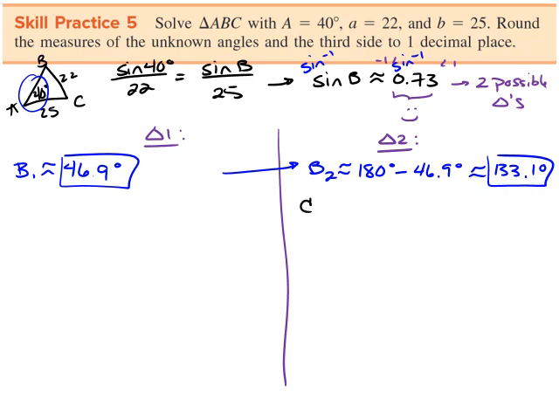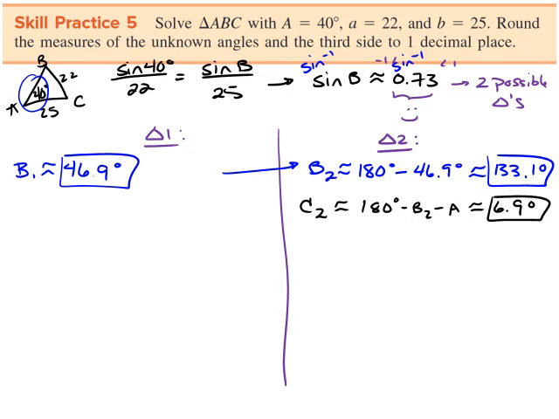Well, if I am able to find angle C2, then two triangles exist. So I know the sum of the three angles has to be 180, so I'll subtract out angle B2, which we just found, and angle A, which is given, and this is 6.9 degrees. Since that is positive, then we can proceed, and there are two triangles.